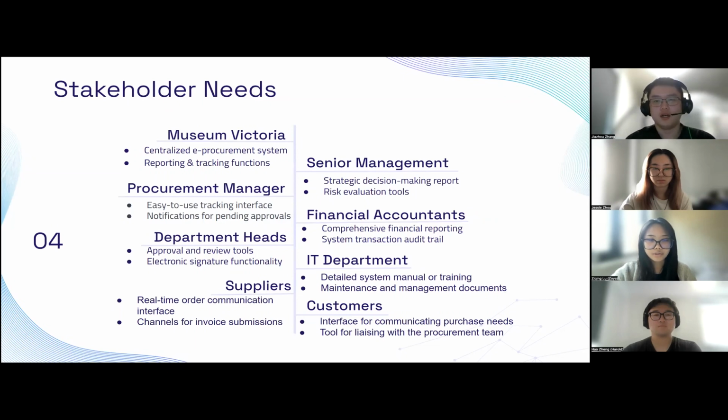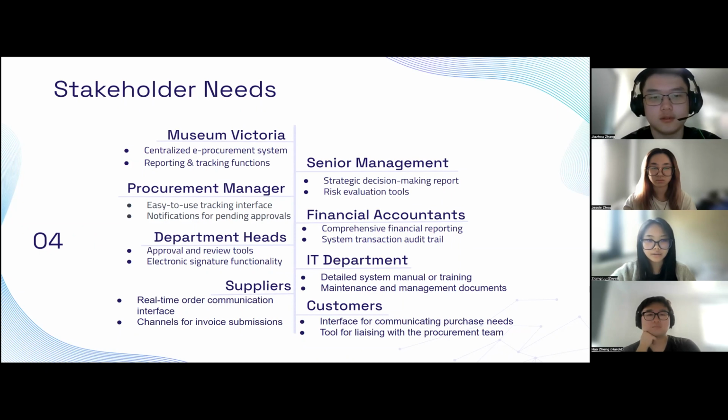I will provide a brief overview of the needs identified for our key stakeholders. Starting with Museum Victoria, the core need is a centralized system, emphasizing both reporting and transaction tracking. The senior management team seeks tools for strategic decision-making and risk assessment. For procurement managers, a user-friendly tracking interface with timely approval notifications is essential. Meanwhile, financial accountants require comprehensive financial overviews and a robust audit trail for transparency.